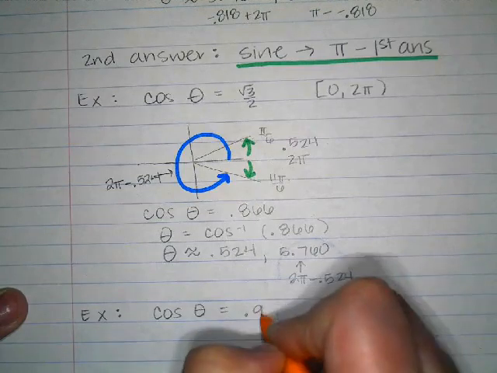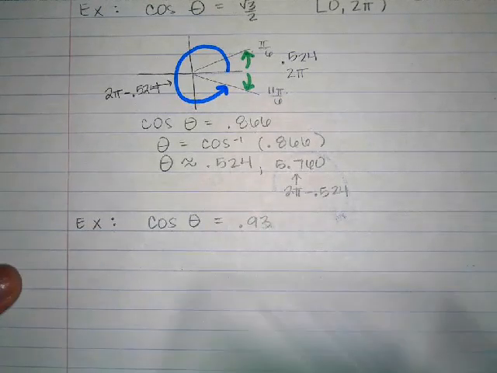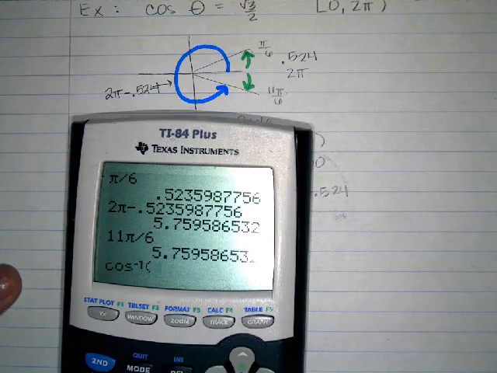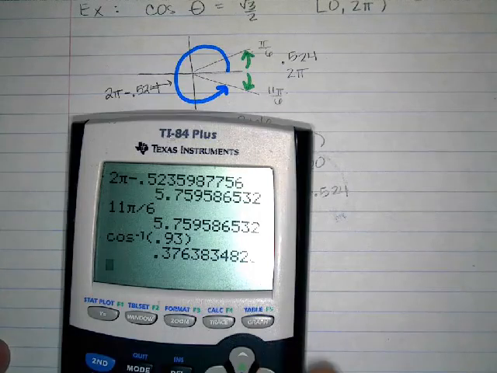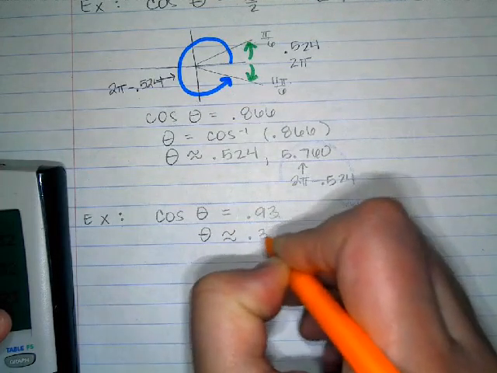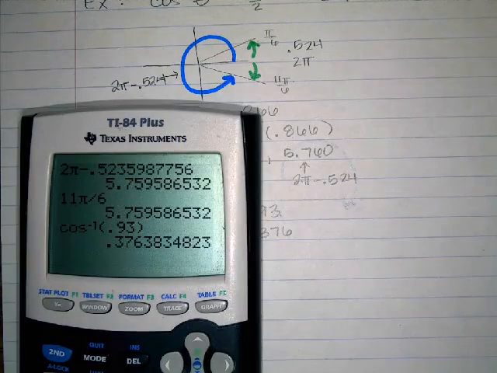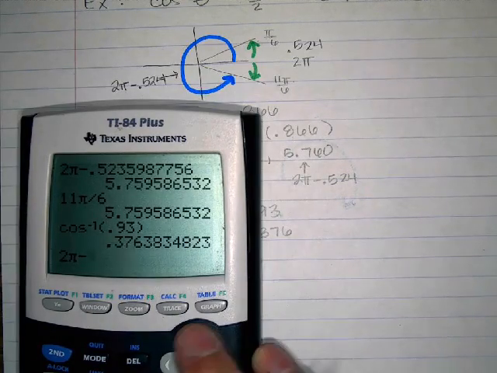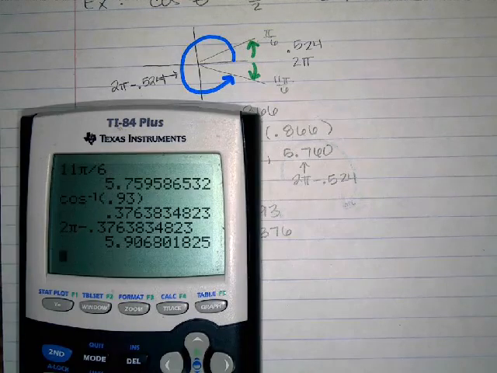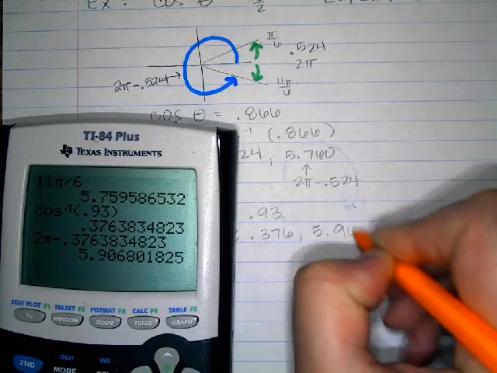Cos inverse of 0.93, and I get 0.376. Okay, so I'm getting theta is approximately 0.376. Okay, and then how am I going to get my second answer? Two pi minus my first answer. 5.907. Okay, two answers. Easy peasy.